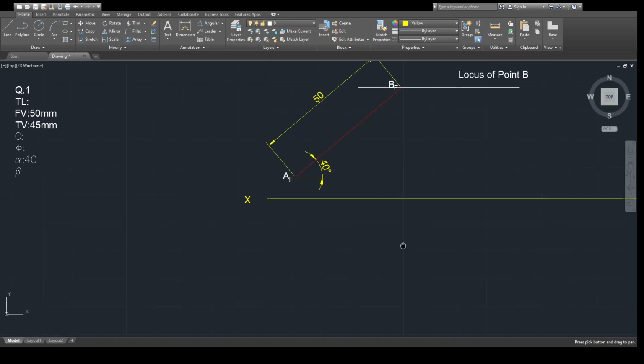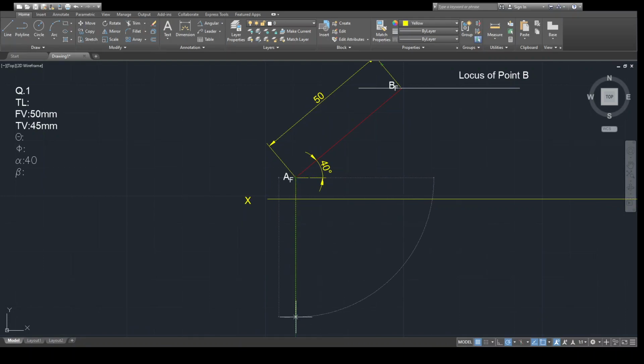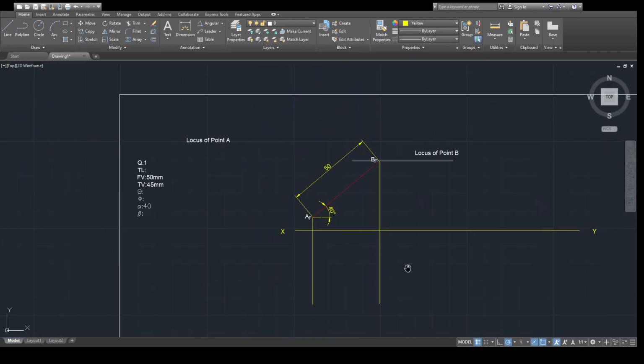Now next thing, we will extend the projection lines. Remember, projection lines should be very thin. You have to use an H or 2H pencil. The projection lines are invisible lines. They should be visible to you only. They should be very thin. So extend the projection lines from point AF as well as point BF. Okay, over.